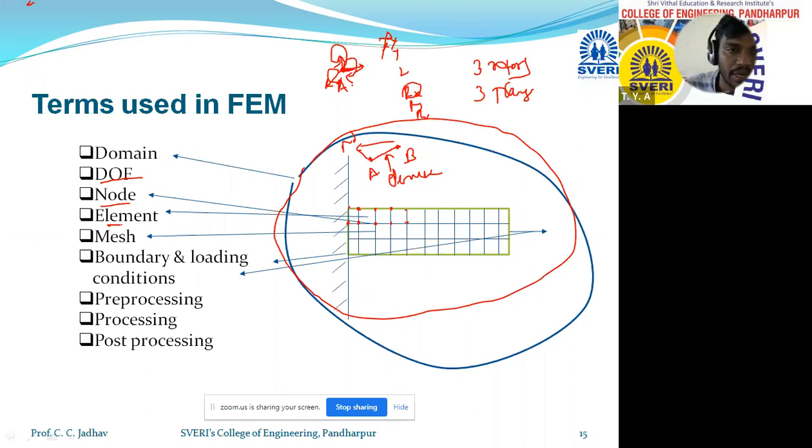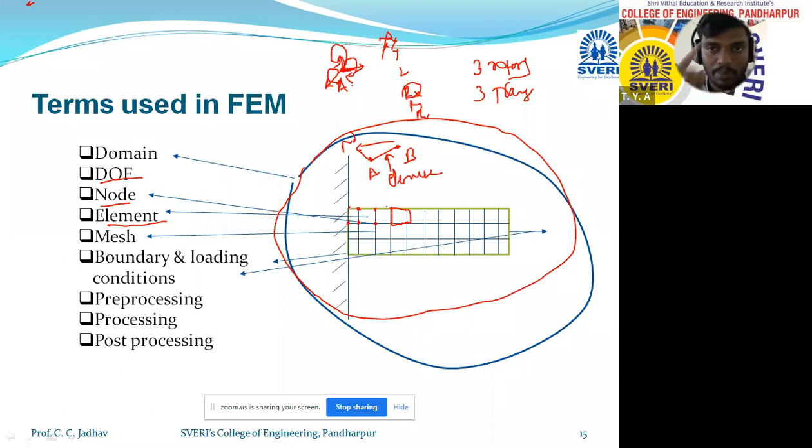Next is element. Okay, so an element is nothing but an entity joined with the help of 2 nodes or more than 2 nodes, and that is called an element, which makes some geometrical shape like a quadrilateral, triangle, or square. Here you can observe the joining of all the nodes forms an element, and it is in the form of a square element. This is nothing but your स्क्वेअर एलिमेंट.